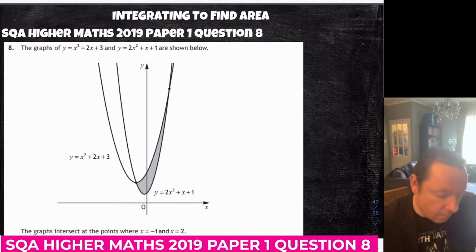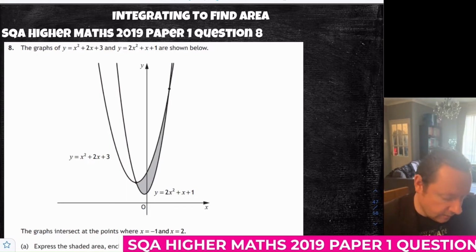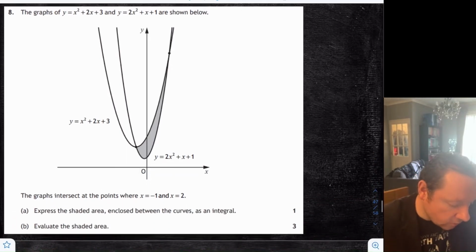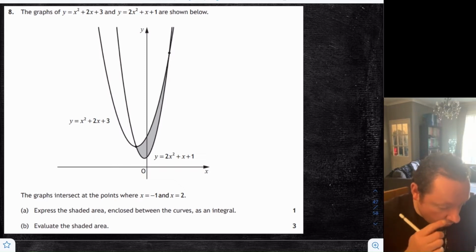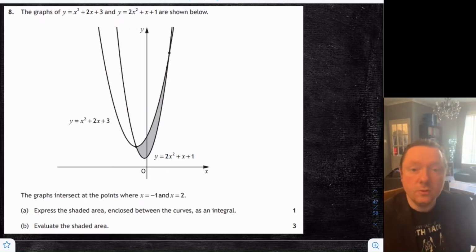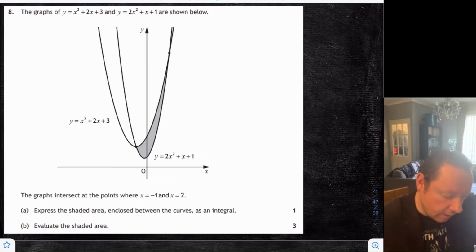Okay, integrating to find area. SQA Higher Maths 2019, Paper 1, Question 8. The graphs of y equals x squared plus 2x plus 3 and 2x squared plus x plus 1 are shown. They intersect at minus 1 and 2. Express the shaded area as an integral. So it's leading us through this one. Remember, to get our shaded area, it is the upper curve minus the lower curve. So just tracing this, there's my upper curve there, which is this one, and there's my lower curve there.